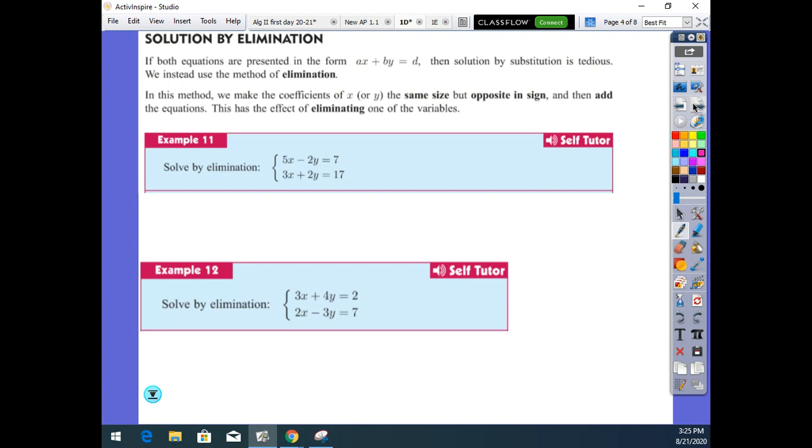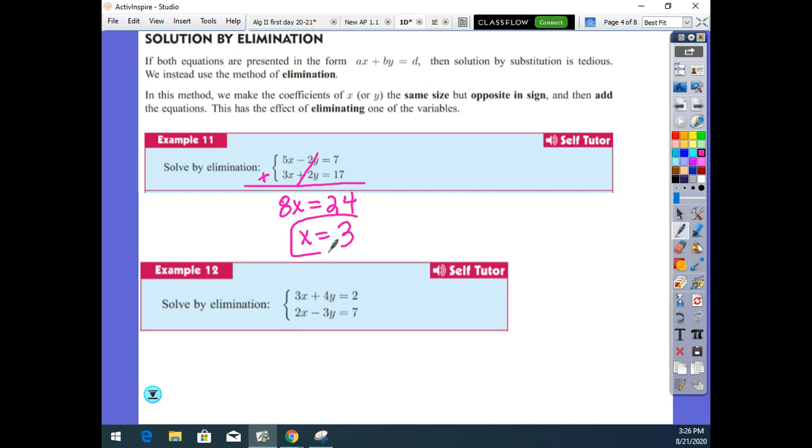Okay, now we've got our elimination. The very first example is very straightforward. Another terminology for elimination is linear combination. It just means I'm combining, adding together like terms. So 5x plus 3x is 8x. Negative 2y plus 2y cancels out. It's eliminated, to get 24. Solve for x. x is 3.